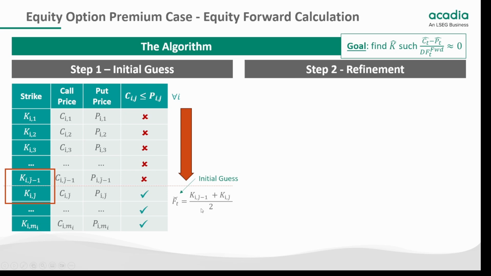There are two special cases. If we don't find any put price with a higher value than its corresponding call price, that could mean that we are in a very bullish market. In that case, our initial guess for the forward price is set to the highest strike from our quotes. In the opposite case, if no call price is higher than its corresponding put price, which you can find in a distressed market, for example, our initial guess is set to the lowest strike from our quotes. So very simple so far.